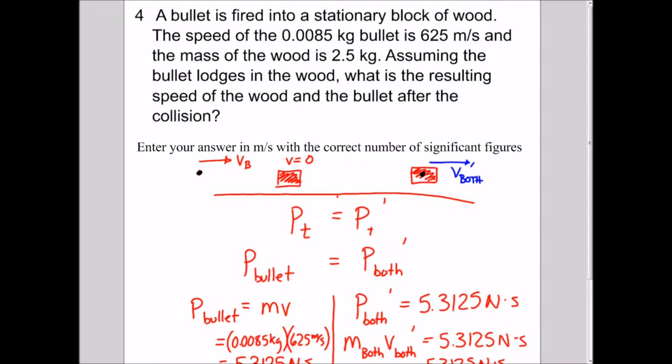Okay, so when I set up this problem, I drew a little diagram here to start off with. The purpose of this diagram is really just to help you keep things organized. I have a bullet right here that is firing towards a stationary block, and they end up hitting and sticking together and moving in the direction that the bullet was going. The law of conservation of momentum, of course, is true, that the total momentum beforehand is equal to the total momentum afterwards. Well, the total momentum beforehand really is just due to the bullet, because the block of wood is not moving at all. So I didn't even account for the block of wood when I did this problem.